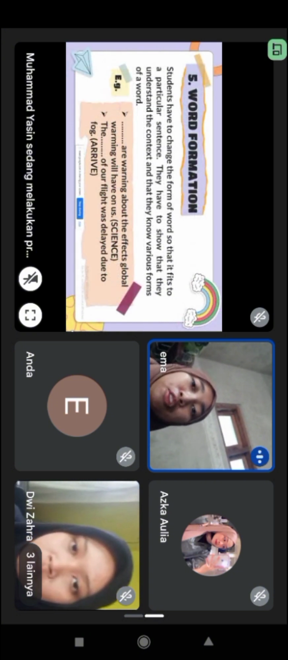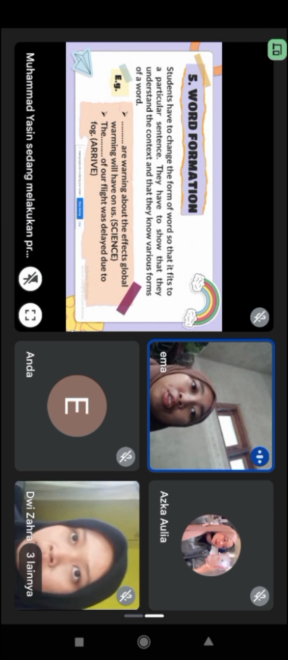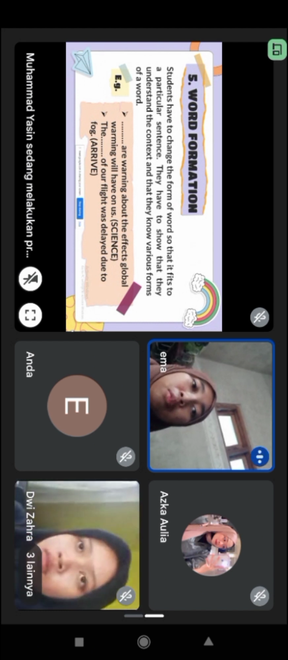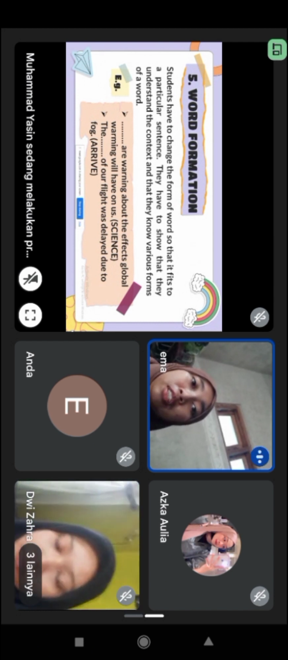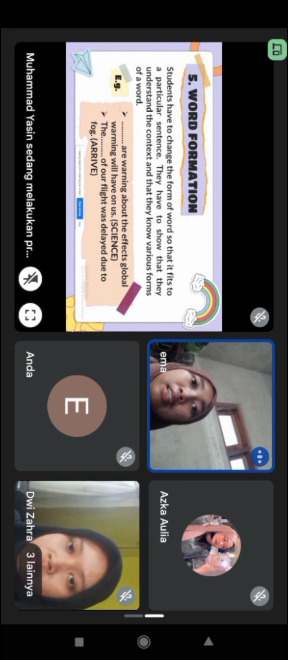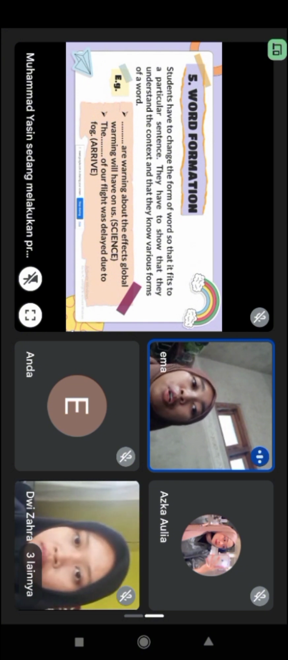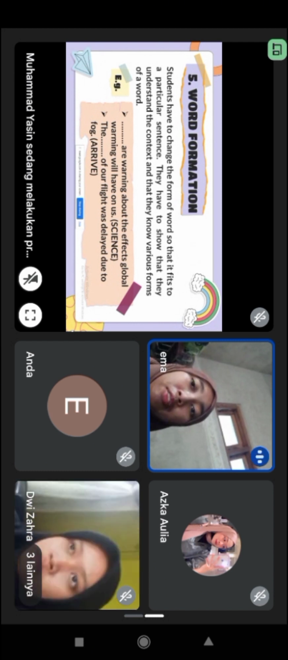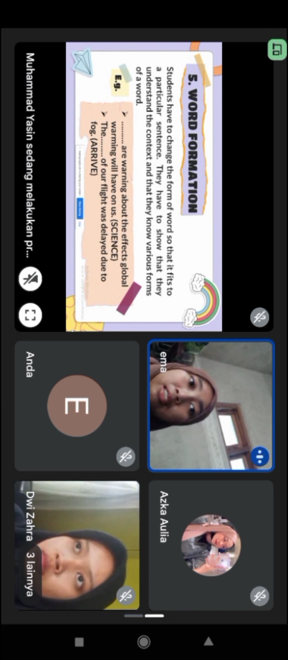Number 5, word formation. Students have to change the form of a word so that it fits a particular sentence. They have to show that they understand the context and that they know various forms of a word. Example: blank are warning about the impact global warming will have on us, using the word science. Another example: the blank of our flight was delayed due to fog.